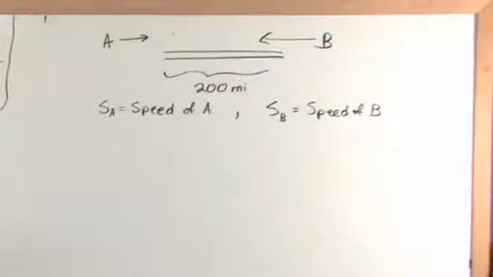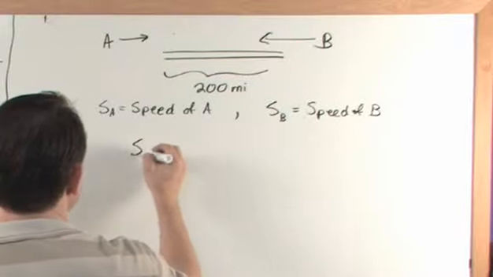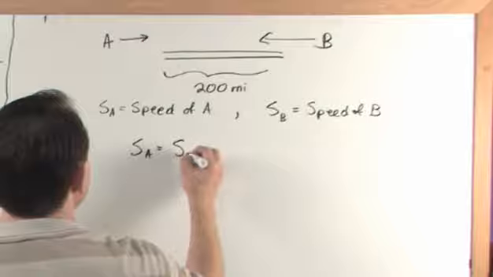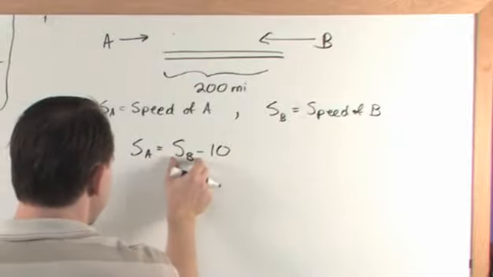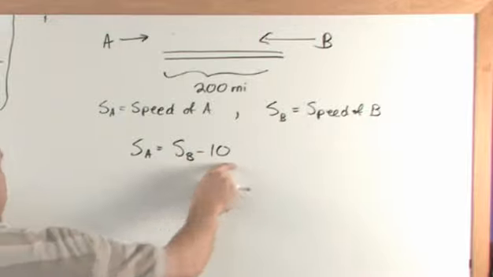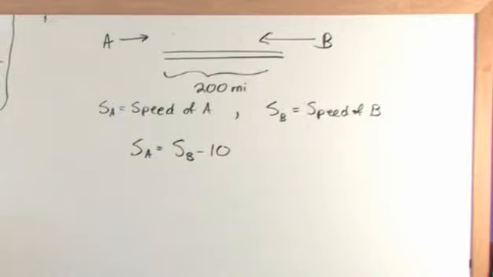Okay? So, reading the problem again. Two people leave, 200 miles apart. Okay, got that. Travel along the same road. Person A drives 10 miles slower than person B, okay, that's the first thing. That's pretty easy to understand. Person B, subtract 10, gives you the speed of A. Okay? Now the next one is the one that's a little bit harder to translate. If they meet in 2 hours, at what speed did they travel?